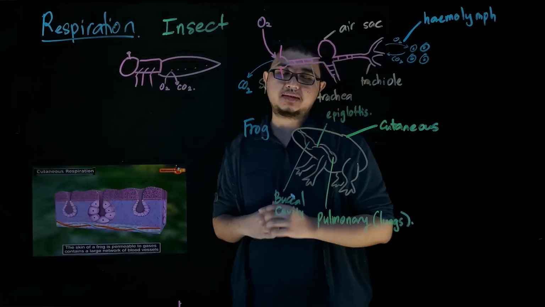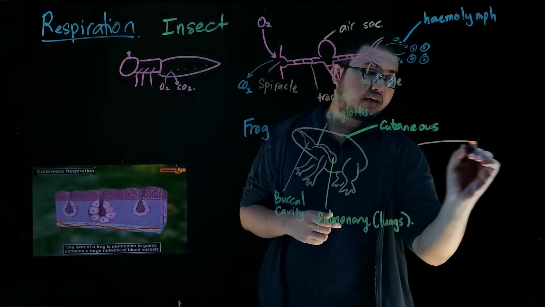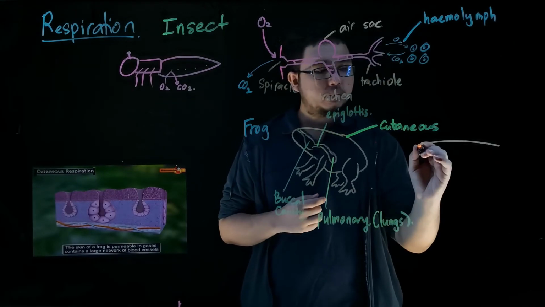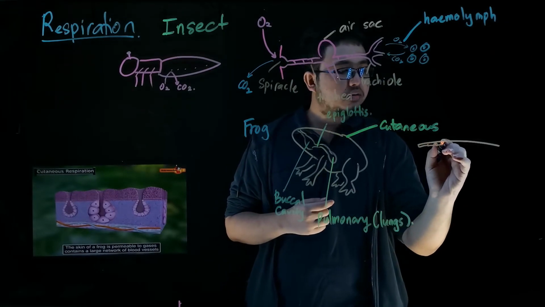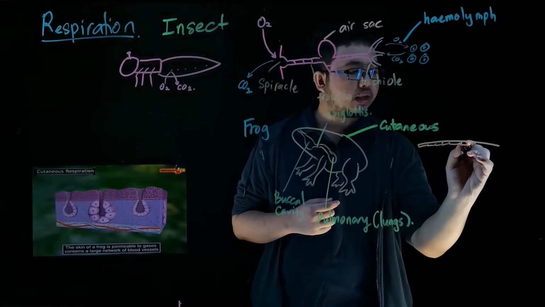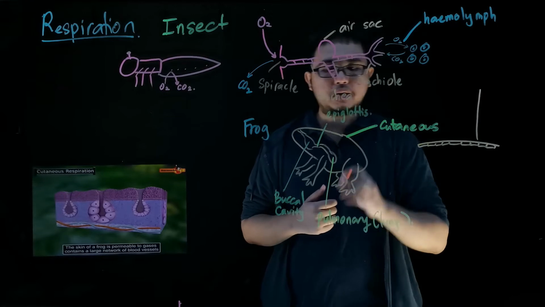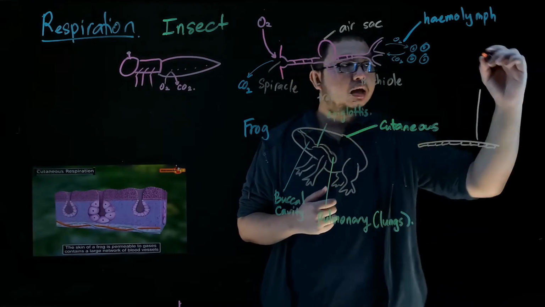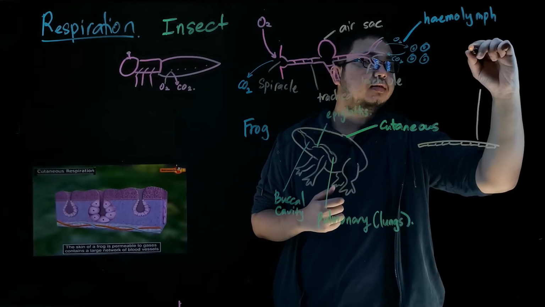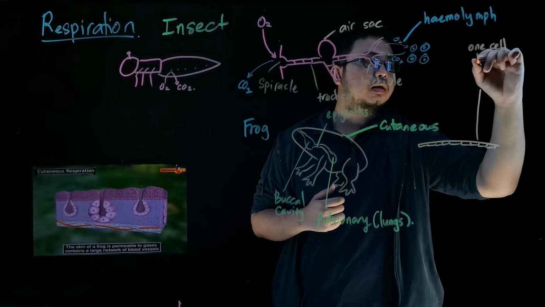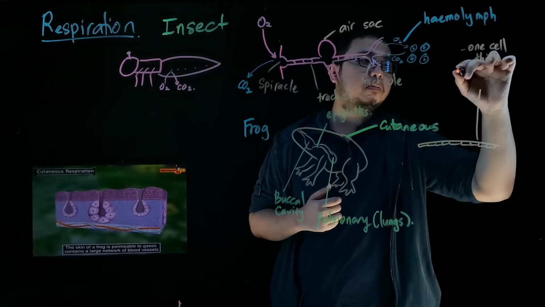So on the surface of their skin, they have a very thin layer of cells that allows exchange to take place. This special characteristic of the skin on their body is that it's actually one cell thick. They are rich in blood capillaries.